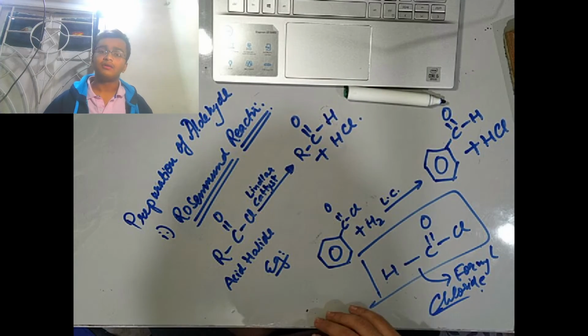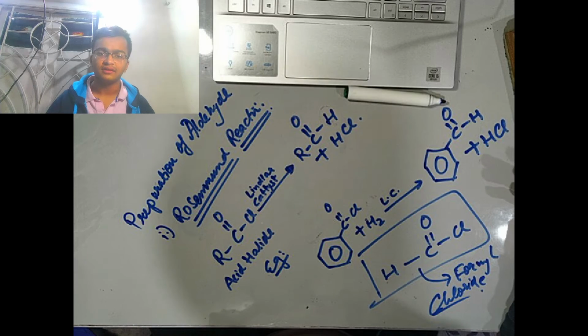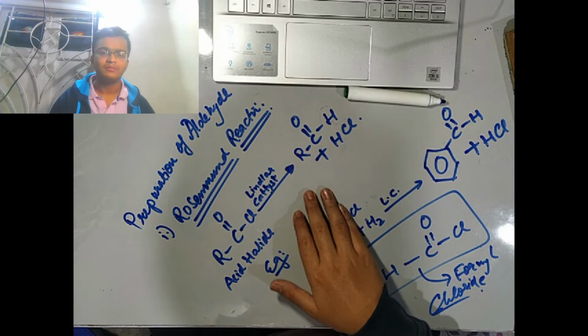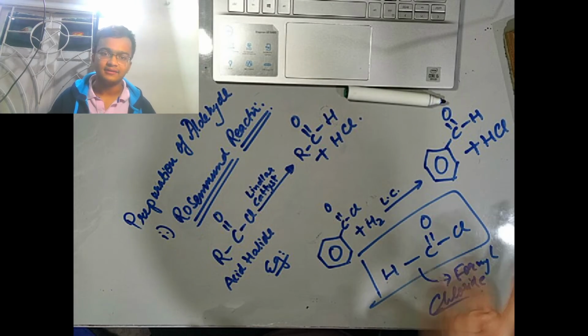Now I will also say that formyl chloride, HC double bonded OCl, can never be prepared by the Rosenmund reaction because formyl chloride is a highly unstable thing.